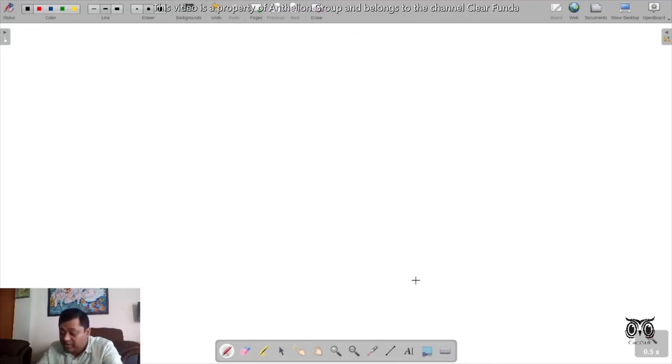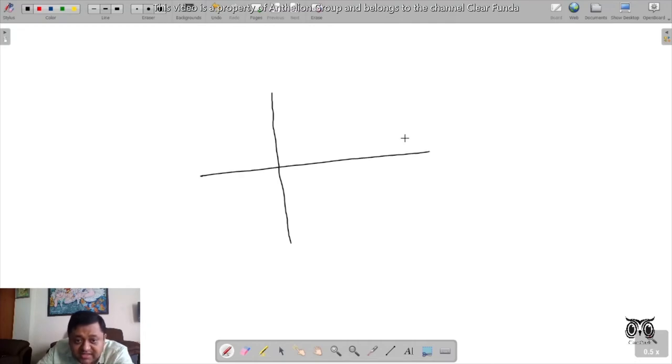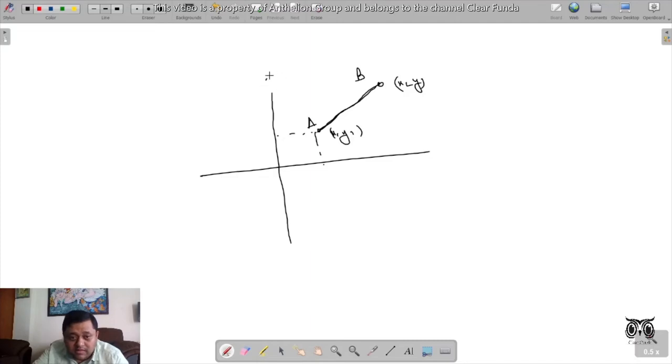Now let me tell you one thing at this point. If there are two points x1, y1 and x2, y2, and you are asked to find the length of the line segment joining this A and B, how do you find that? Practically, what does x1, y1 denote? The distance along the x and the distance along the y. Similarly, this one denotes the distance along the x, x2, and along the y, y2.